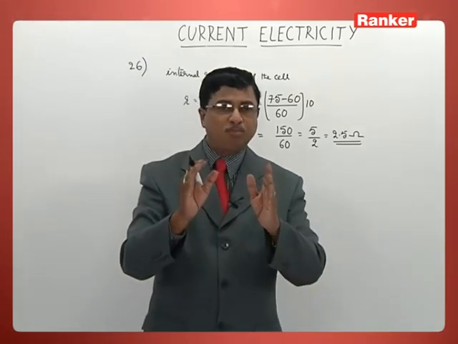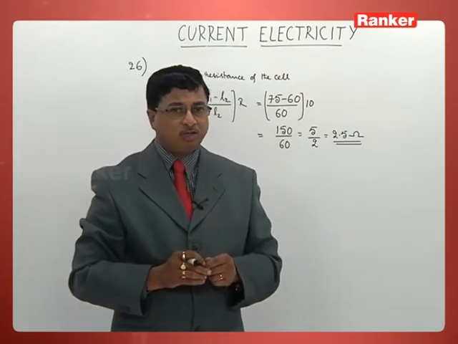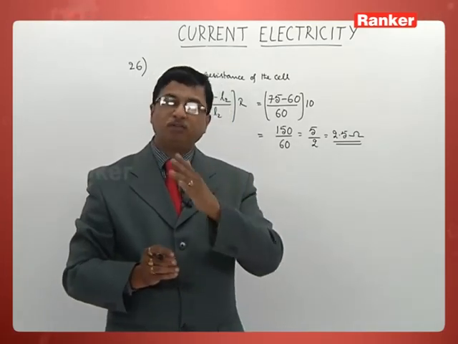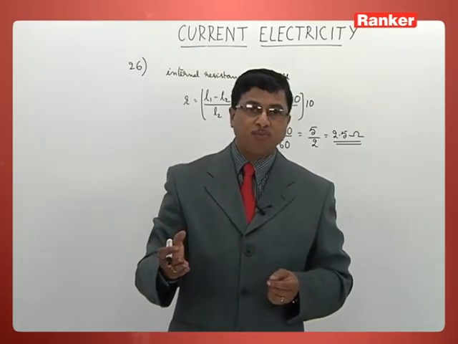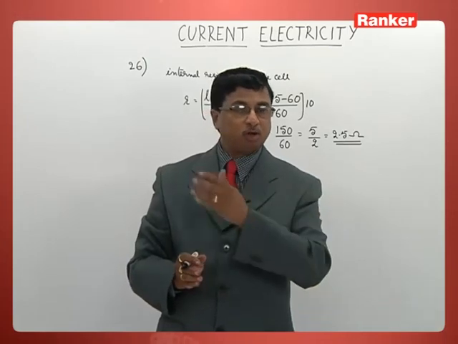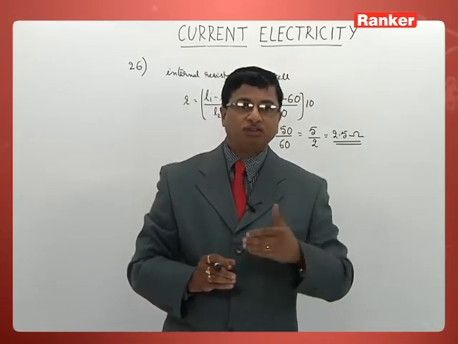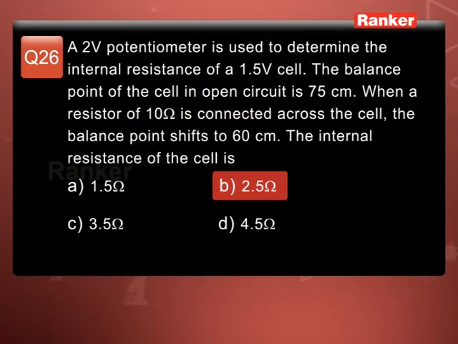Seeing the options, first option is 1.5 ohm, second option is 2.5 ohm, third option is 3.5 ohm, and fourth option is 4.5 ohm. These are the four options mentioned there. So which is the correct option for us? The second option is going to be the correct one. So we can say directly the answer for this question is B again.